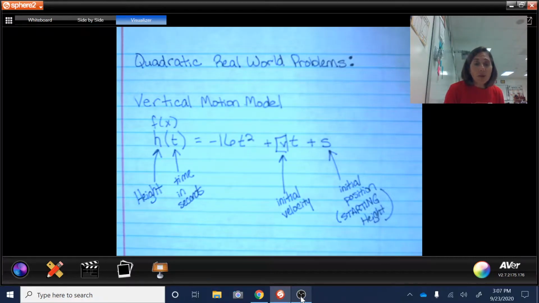So this is the vertical motion model. Next I have a little video clip that I want you to watch, and we're going to see if we can figure some stuff out from this little movie clip. So watch this next.